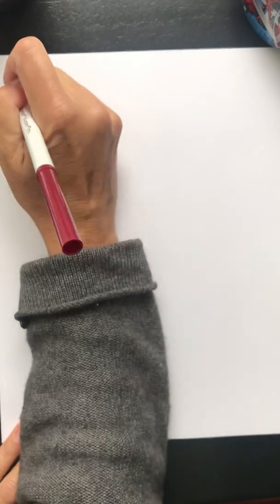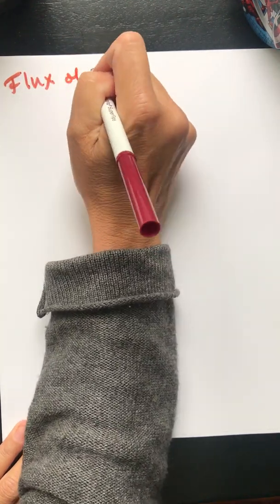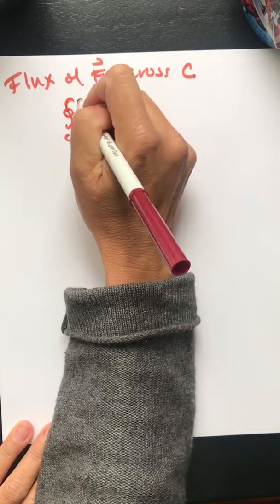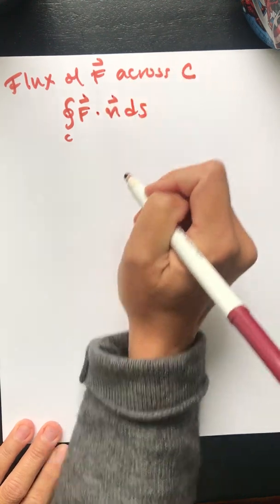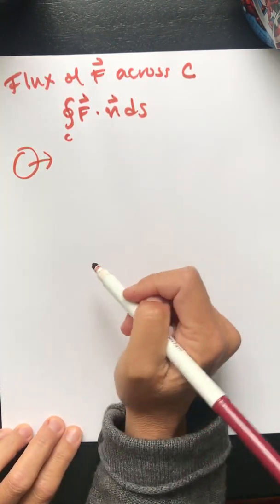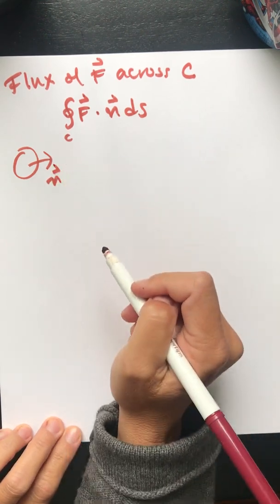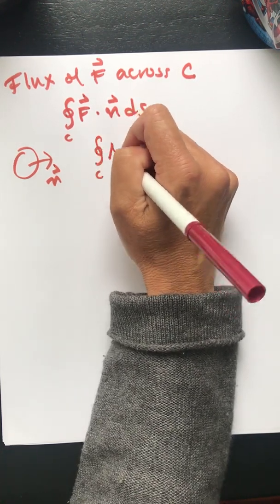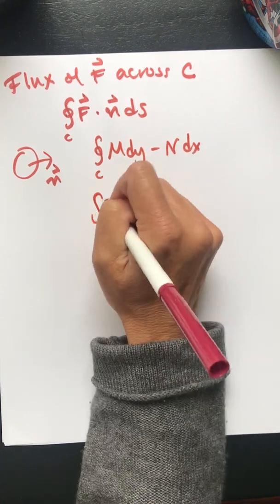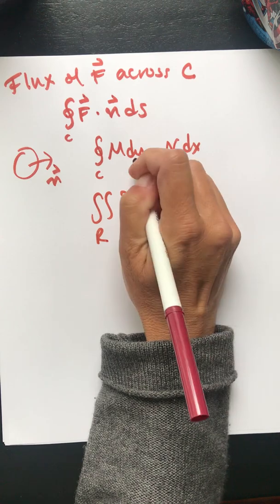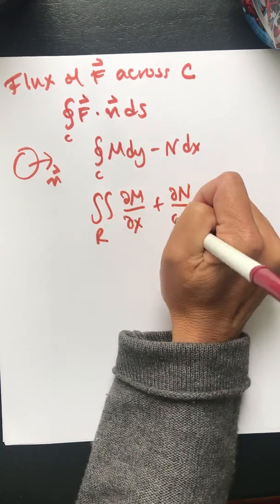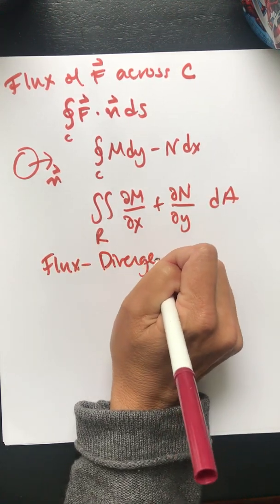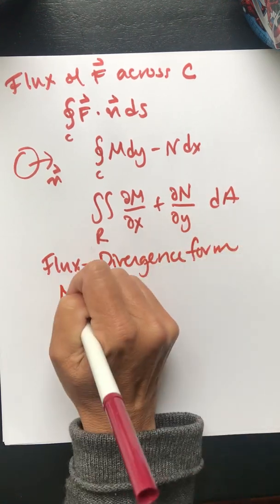So we say that the flux of F across C, well, this is going to be the projection of F onto the normal vector because we want to know how much is going through. So again, N is always pointing outward, and it's a unit normal vector. And so we're going to find this by finding m dy minus n dx, which turns into the double integral over the region of the partial of m with respect to x plus the partial of n with respect to y. So this is called flux divergence form or normal form.